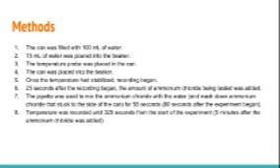Fifth, once the temperature had stabilized, recording began. Sixth, 25 seconds after the recording began, the amount of ammonium chloride being tested was added. Seventh, the pipette was used to mix the ammonium chloride with the water and wash down ammonium chloride that stuck to the side of the can for a total of 55 seconds, 80 seconds after the experiment began.